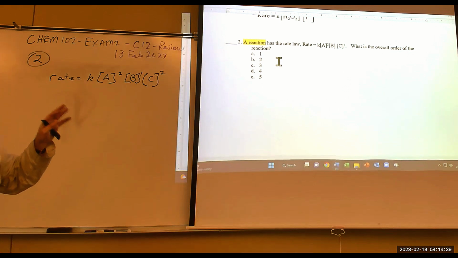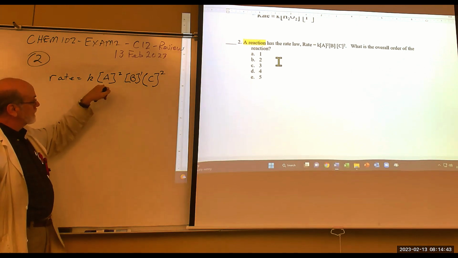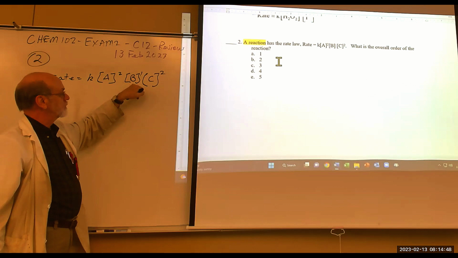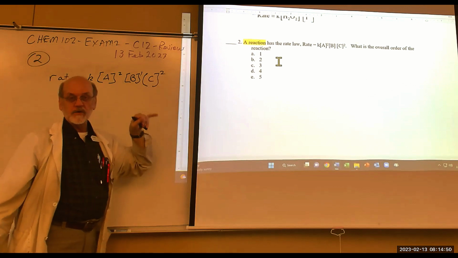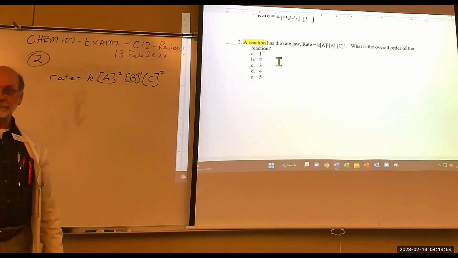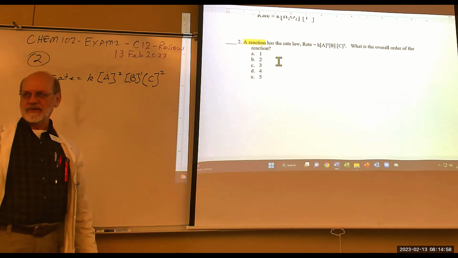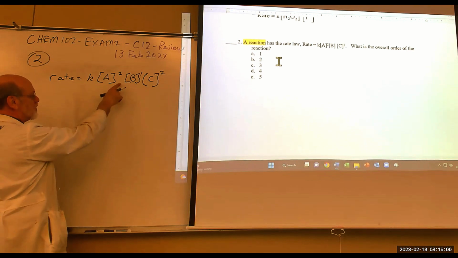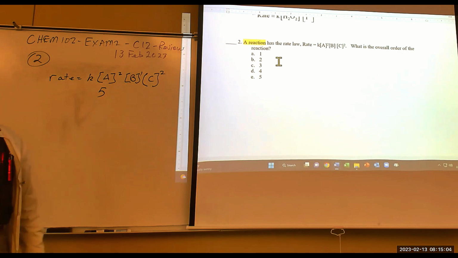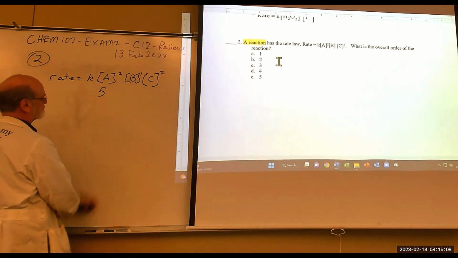What's the overall order of this reaction? The order with respect to A is second order. First order for B, second order for C. What's the overall rate order for this reaction? You know what it is. Add them up. 2 plus 2 plus 1 is 5. That's the rate order for that reaction.